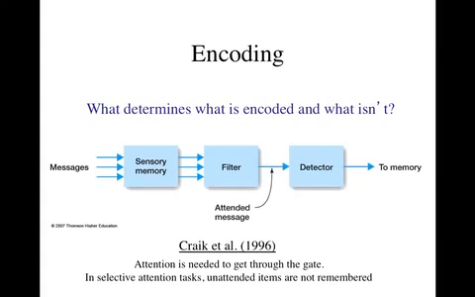So we know that there's encoding, storage, and retrieval, and the question is, what determines what makes it into long-term memory? A very important component is attention. And we can see this in Broadbent's filter model. In the simple early filtering model of Broadbent, only information that makes it through the filter gets processed in terms of its meaning. The detector in this model is processing meaning, and meaning is the means by which information is encoded in long-term memory. That's what gets sent to memory.